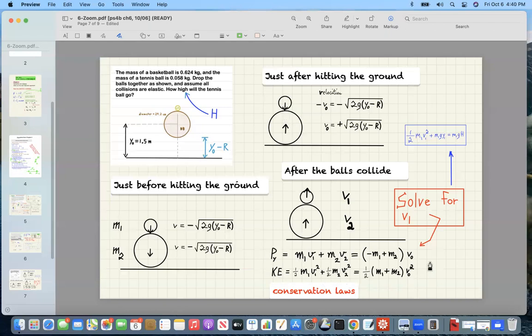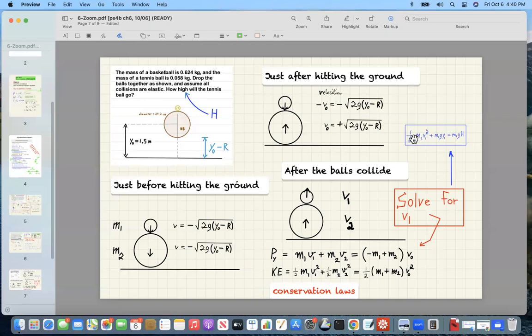So you have to analyze these conservation laws. It's a problem in algebra. You could solve for V1, you could solve for V2. The question asks, how high will the tennis ball go? So you only really need V1. So you solve for V1 by algebra. And then how high will the tennis ball go?